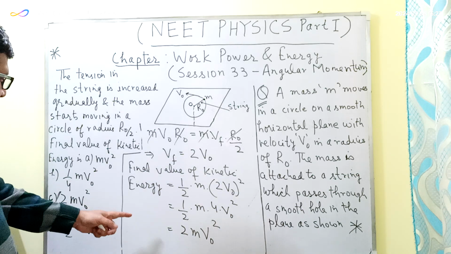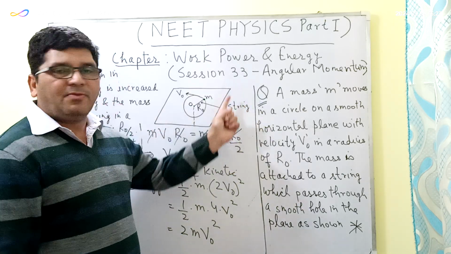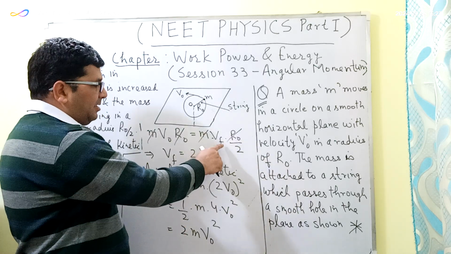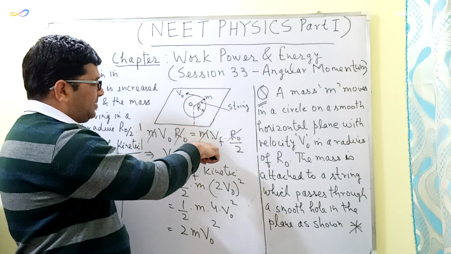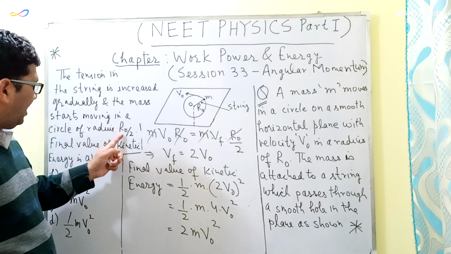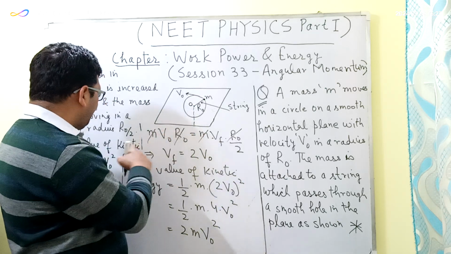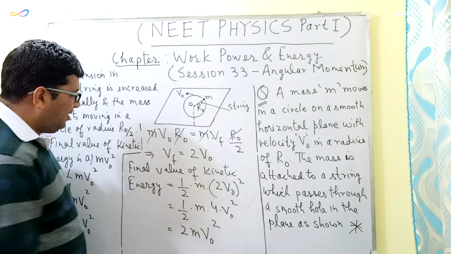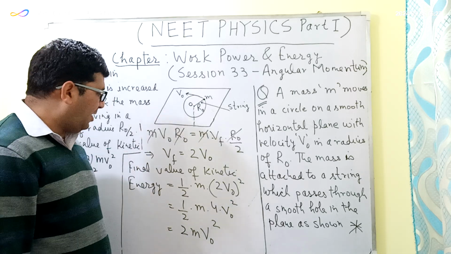And so in this question, we are supposed to utilize the concept of law of conservation of angular momentum. And using the law of conservation of angular momentum, we have calculated the velocity of this object of mass m when it was moving in a circle of radius r naught divided by 2. And after finding the velocity of that object, we were able to find the final value of kinetic energy using the formula for the kinetic energy, which is half m v square.